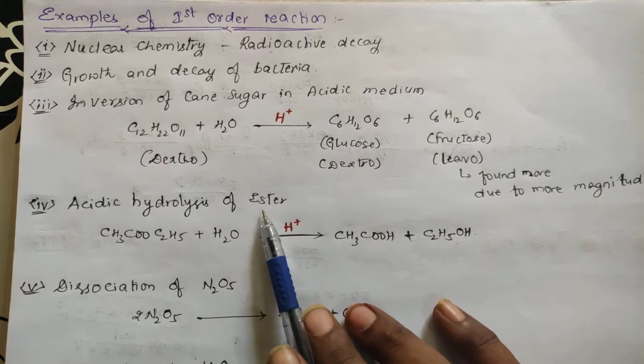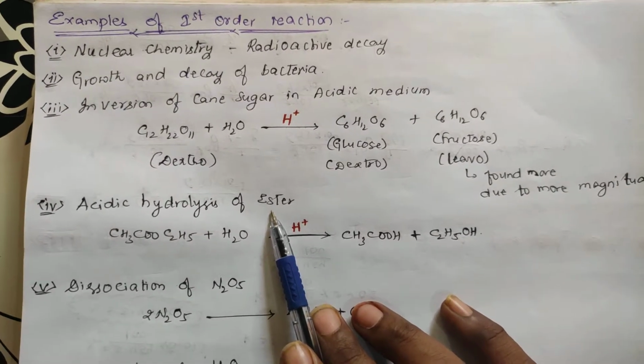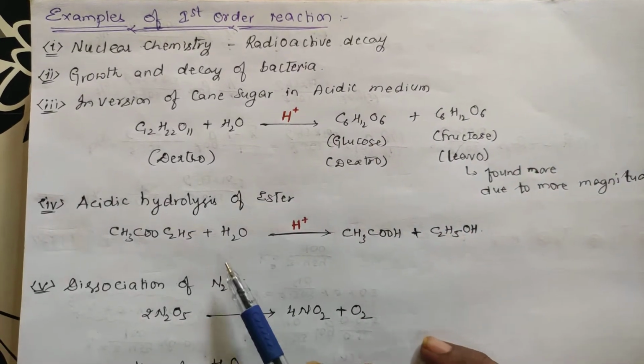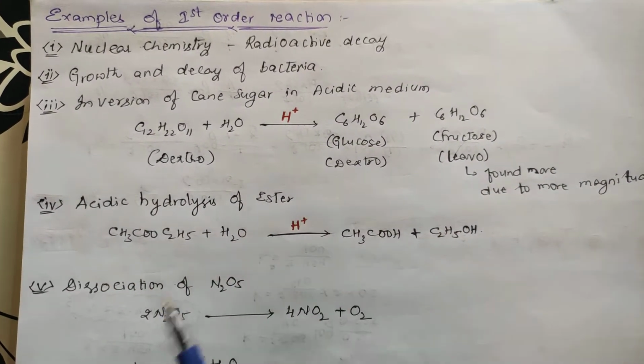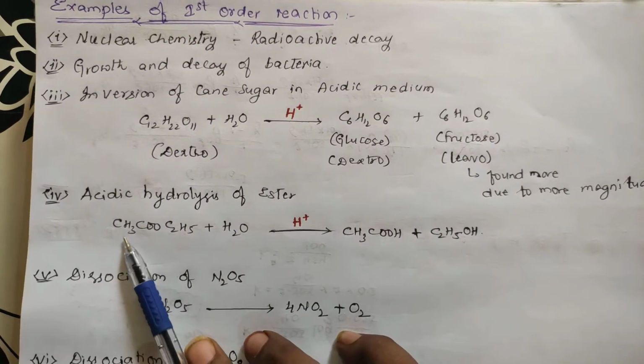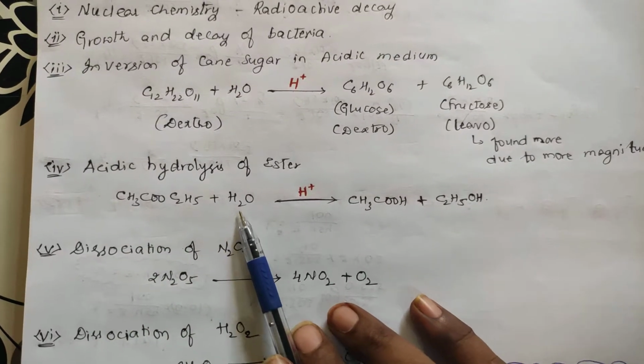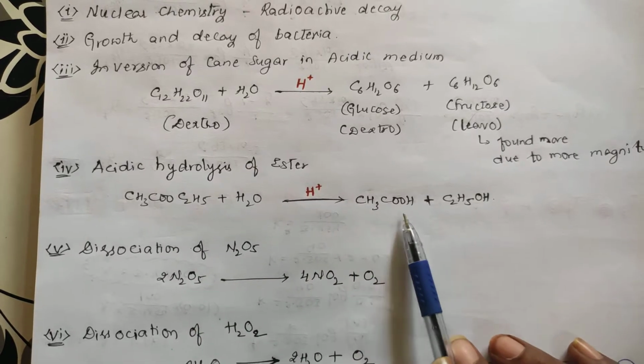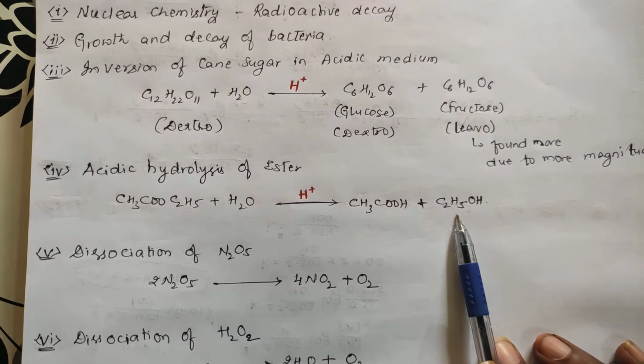Next, acidic hydrolysis of ester. See, if it is basic hydrolysis of ester, it is second order. But acidic hydrolysis of ester is first order. Okay. CH3COOC2H5 plus H2O in the presence of acidic medium. See, it is clear. It gives acetic acid as well as ethyl alcohol.